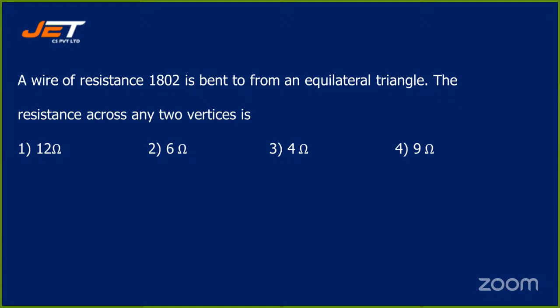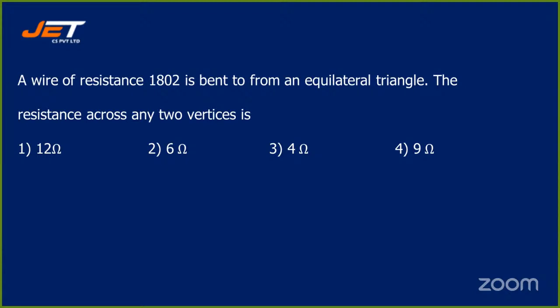A wire of resistance 180 ohms is bent into an equilateral triangle. What is the resistance across any two vertices? How is it calculated? Try to solve this question. It is 180 ohm, not 1802. Please correct this. It's a small print issue.